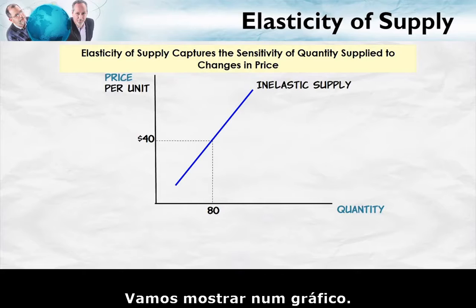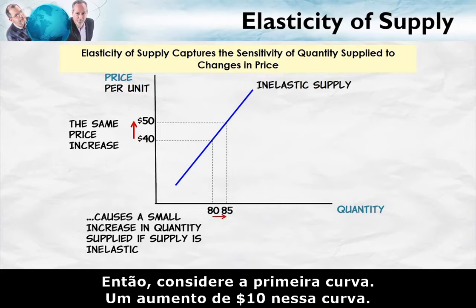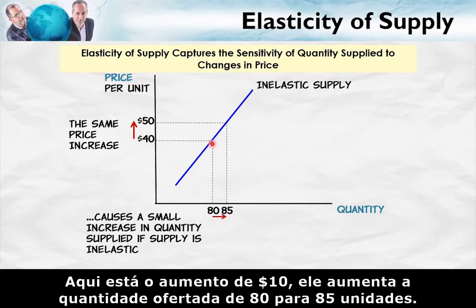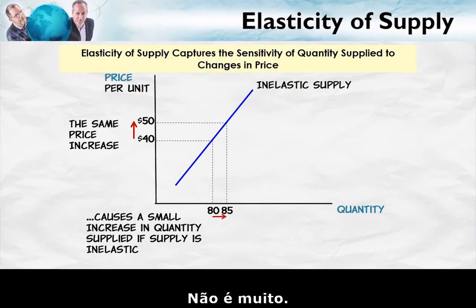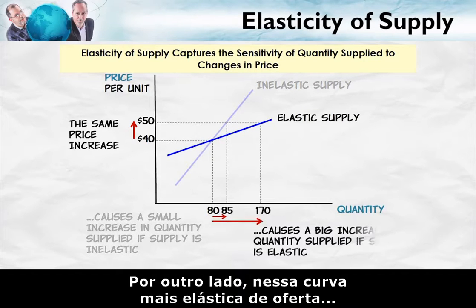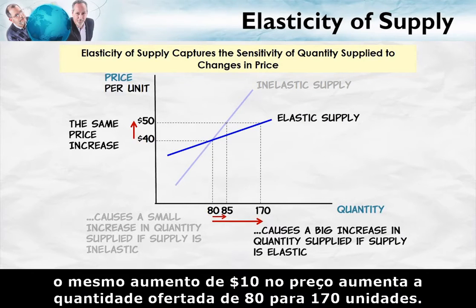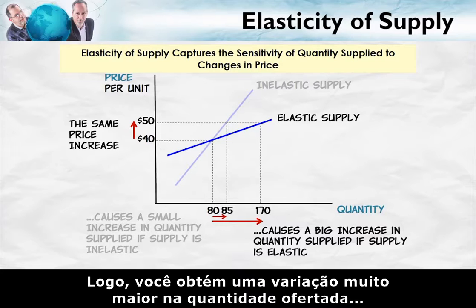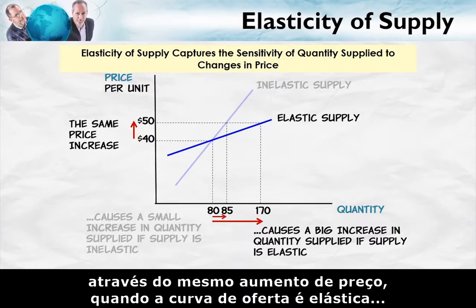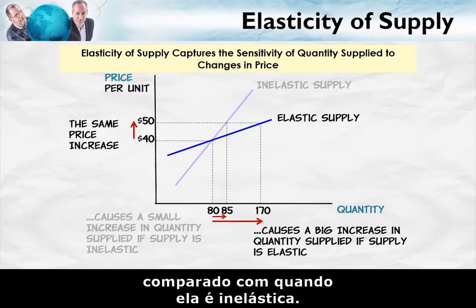Here we show this on a graph. So consider the first curve, a $10 increase in price on this curve. Here's the $10 increase in price. It increases the quantity supplied from 80 to 85 units. That is not by very much. On the other hand, on this more elastic supply curve, the same $10 increase in price increases the quantity supplied now from 80 units to 170 units. So you get a much bigger change in the quantity supplied from the same price increase when the supply curve is elastic compared to when it is inelastic.